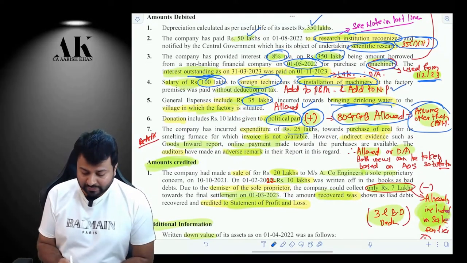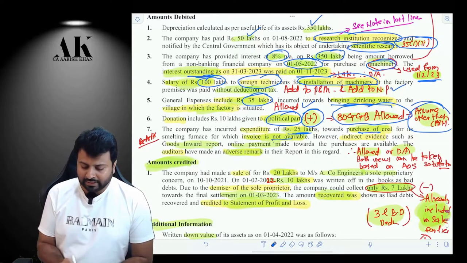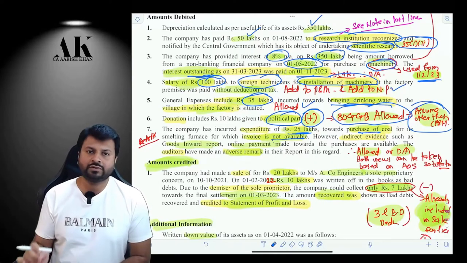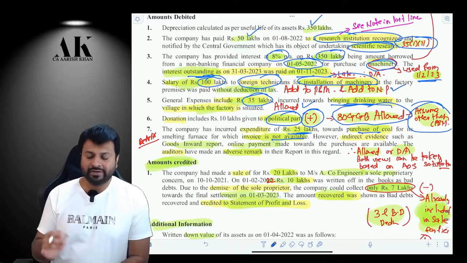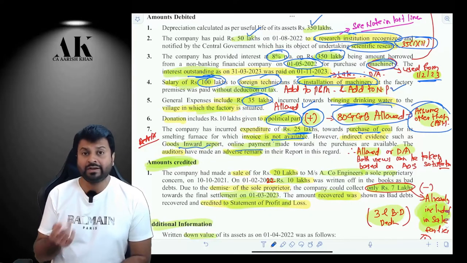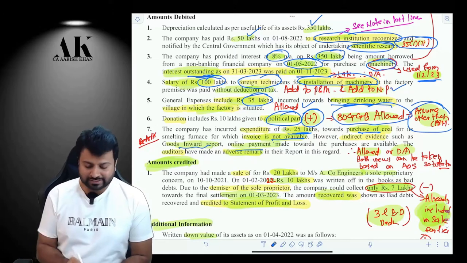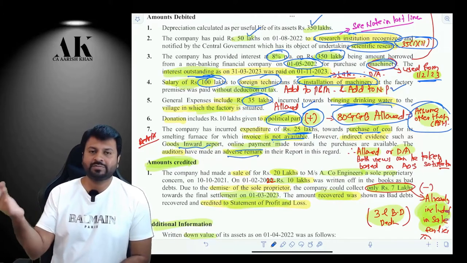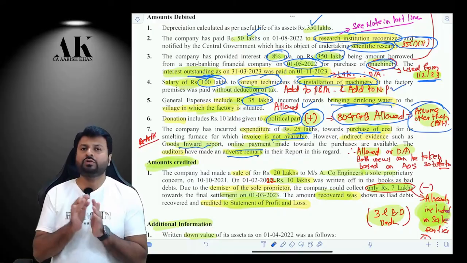You have purchased some 25 lakh rupees coal in your business, but you don't have an invoice for that. You don't have an invoice for the purchase of the coal, but you have some indirect evidences, like the goods inward report. You also have the payment details. The auditor has also given an adverse remark against you that for this particular transaction the invoice is not there. Now there are two views which are possible.